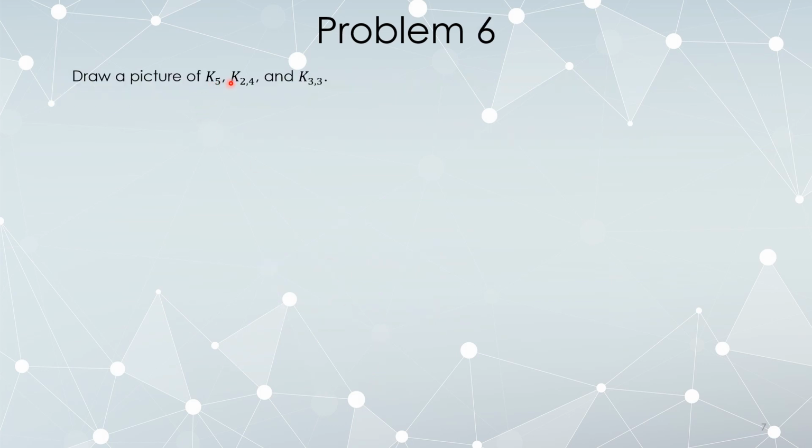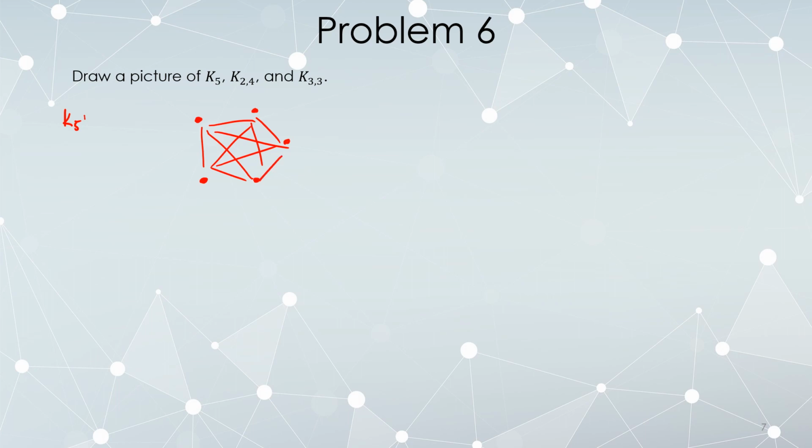Draw a picture of K5, K24, K33. K stands for complete. If there's a single subscript, it just means on that many vertices, you're going to draw this many vertices and draw all of the edges you can. So for K5, I need 5 vertices, 1, 2, 3, 4, 5. And now these are simple graphs. I simply draw all possible edges between all possible vertices, and there you have it.